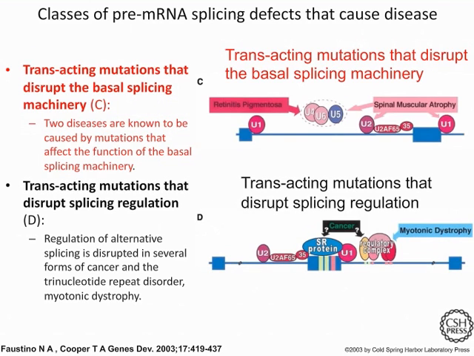So here are your other two classes of pre-mRNA splicing defects. So we have 4 total. This is trans-acting mutations that disrupt the basal splicing machinery, and then we have trans-acting mutations that disrupt the splicing regulation. So again, just really know the difference between all 4 of them.